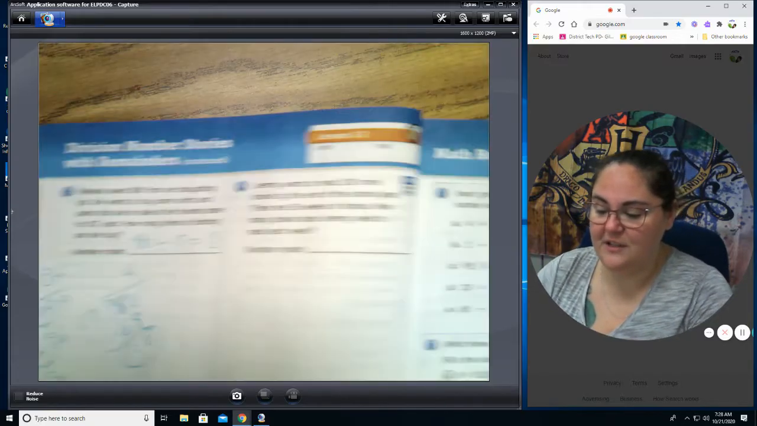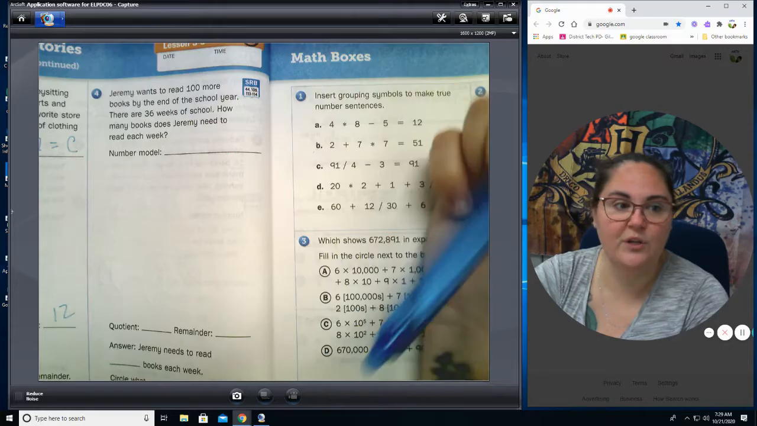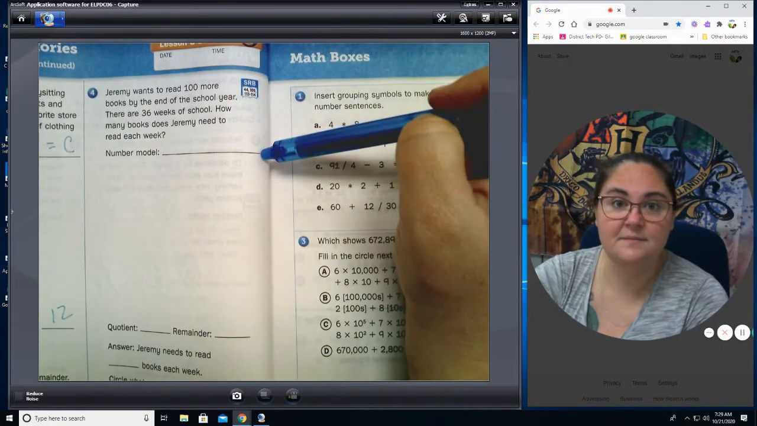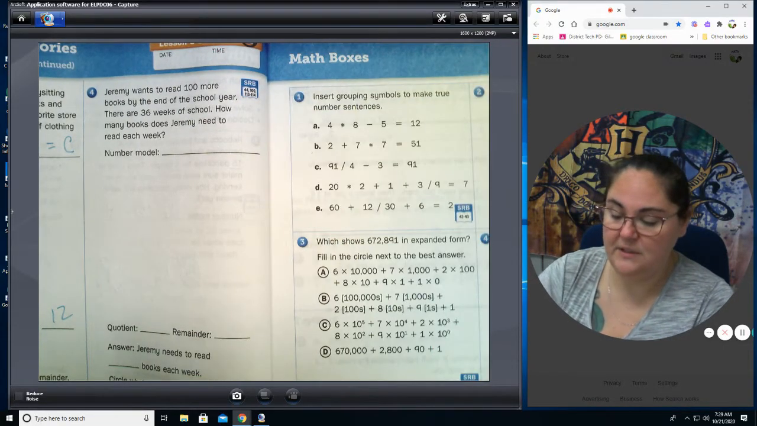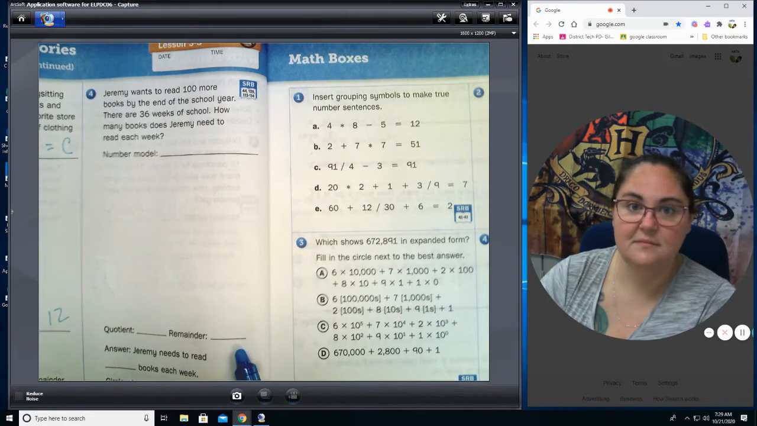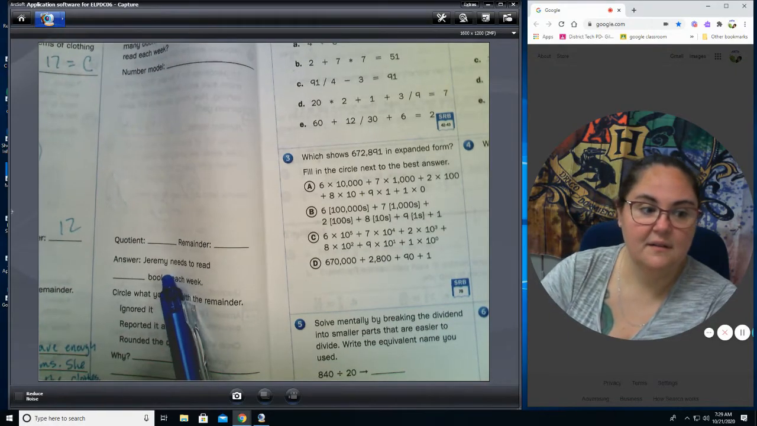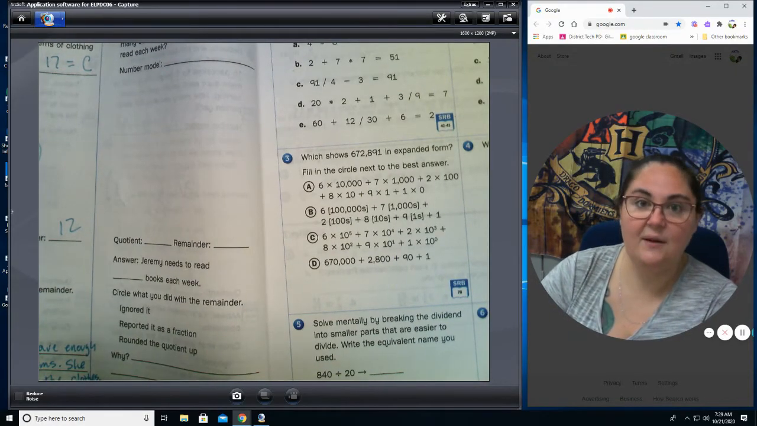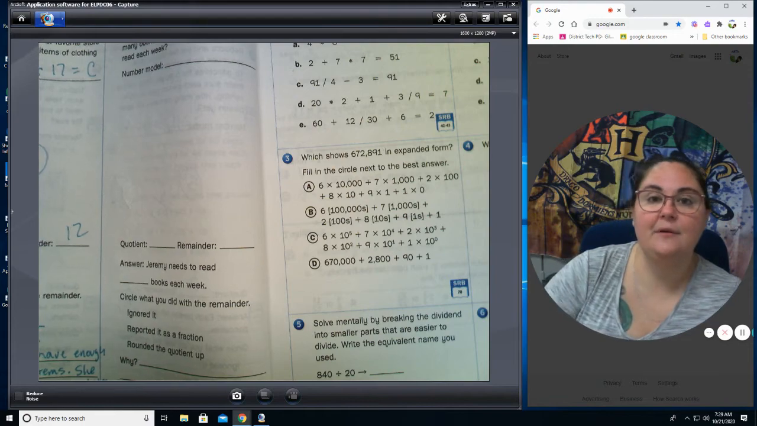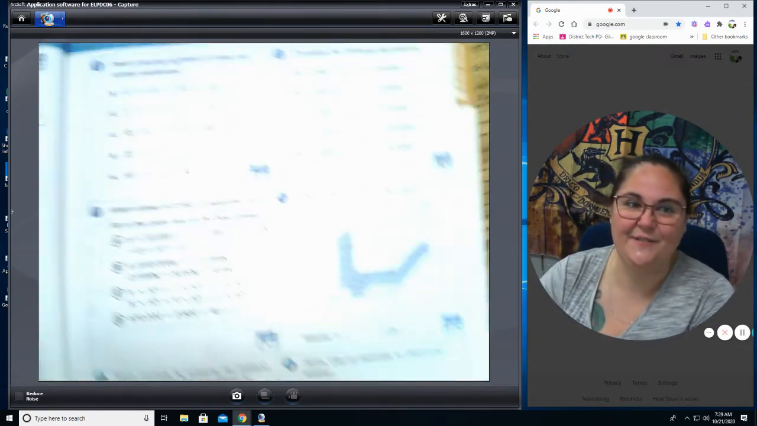All right, so what you're going to do, in your math boxes assignment for the day, you are going to see number 4 in there for you. You need to make a number model. You will need to tell me a quotient and a remainder. You will need to tell me how many books he needs to read, what you did, and why. That is going to be part of your assignment for the day. Hopefully, it will be really easy for you.